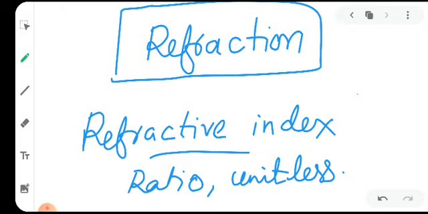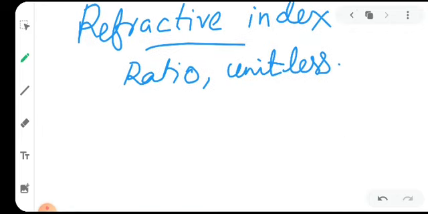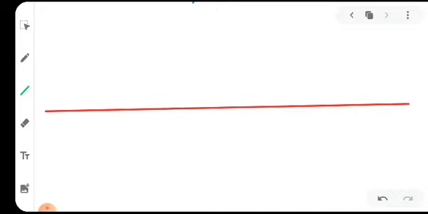So let us see how we define refractive index, how one defines refractive index and how refractive index can be used to explain or predict refraction. So let us move on to the detailed study of what refractive index is. Before going to refractive index, let me just warm you up with the previous session. What refraction was, suppose there is an interface.